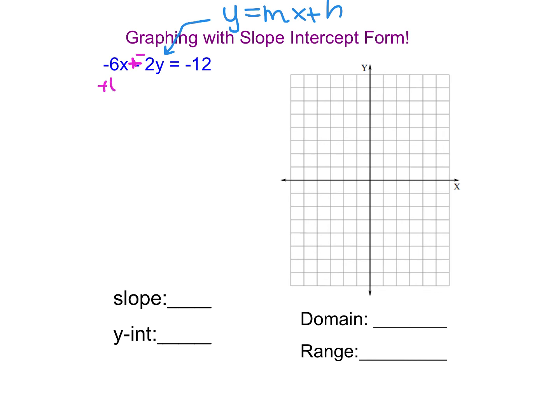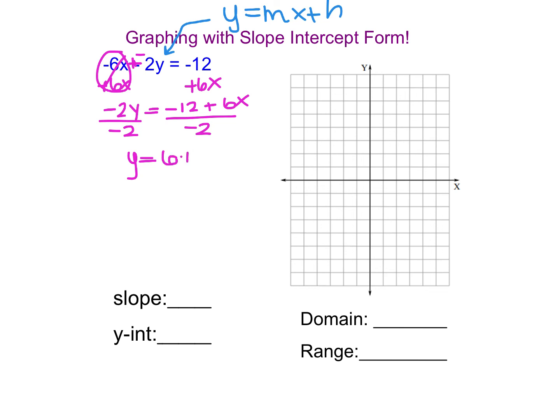So I start by adding the 6x to each side so that those cancel out there. And we're left with negative 2y is equal to negative 12 plus 6x. And since they aren't like terms, I do not combine them together. Then I'm going to divide both sides by a negative 2. So I have y is equal to negative 12 over negative 2 is 6 plus, here we have 6 divided by negative 2, which is a negative 3x. So we now have this rewritten for y by itself.